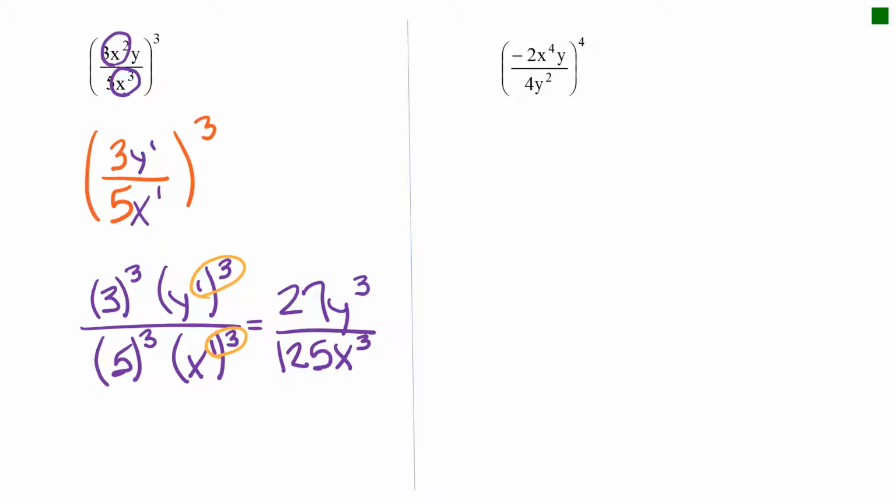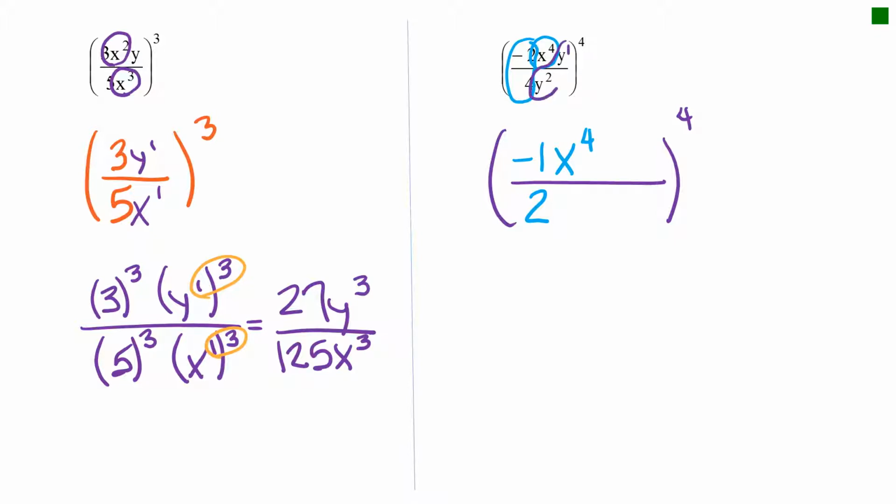You should be done. So the next one, what I'm looking at now, big old parenthesis with an exponent of 4 outside. For my numbers, I've got negative 2 over 4. Go to the calculator. That reduces to negative 1/2. This is the only x term I have, so I'm going to leave it where it is. And then my y's, I'm going to put a 1 on that y. I've got 1 y on the top, 2 y's on the bottom, so they're going to end up on the bottom, and 2 minus 1 is 1.